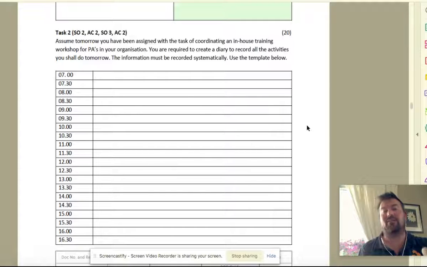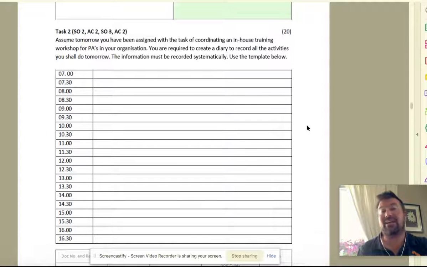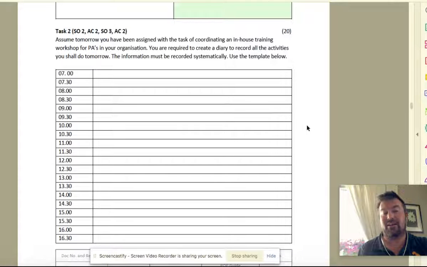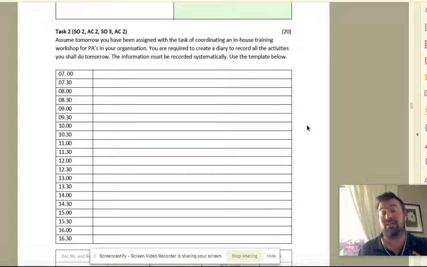So what would you do at 7? What would you do at 7:30? What would you do at 8? so that you make sure that the workshop is being done successfully. So remember, there needs to be preparation, there needs to be planning, there needs to be execution, and there needs to be a bit of monitoring. So show me what your day would look like if that was your main task for the day. And so show me a systematic process that you would put in place in terms of blocking your time.